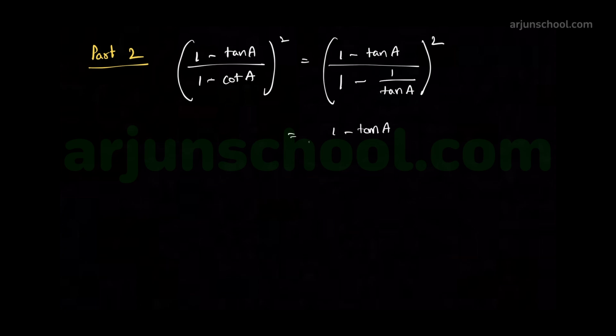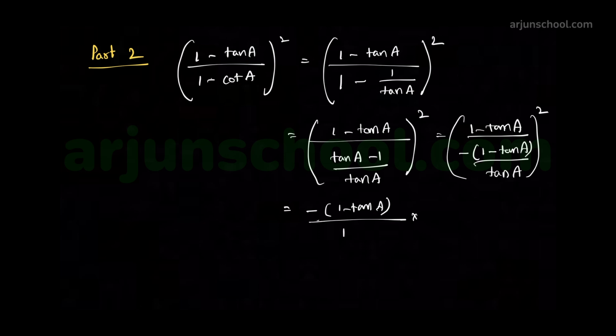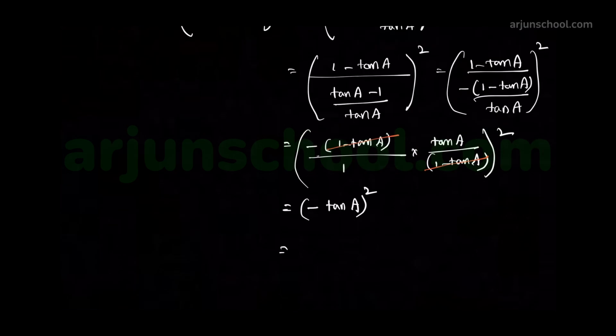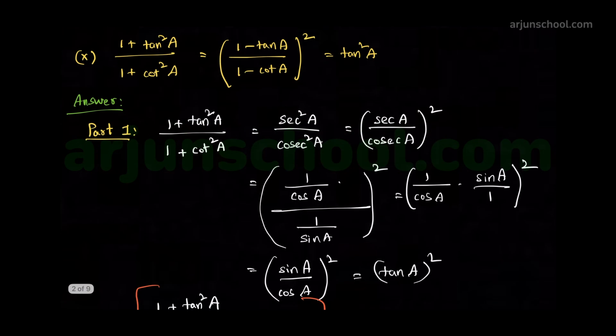Let us take the LCM in the denominator. 1 times tan A minus 1 by tan A whole square. That is equal to 1 minus tan A by, let us take minus as common, minus of 1 minus tan A by tan A whole square. We can cancel 1 minus tan A by 1 minus tan A. That is equal to minus tan A whole square. That is equal to tan² A. Therefore, we have proved that 1 minus tan A by 1 minus cot A whole square is equal to tan² A. From both part 1 and part 2, we have proved that 1 plus tan² A by 1 plus cot² A is equal to 1 minus tan A by 1 minus cot A whole square is equal to tan² A.